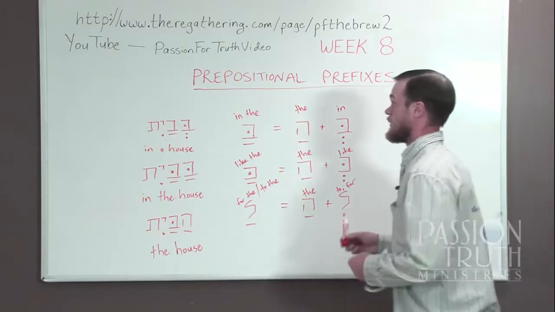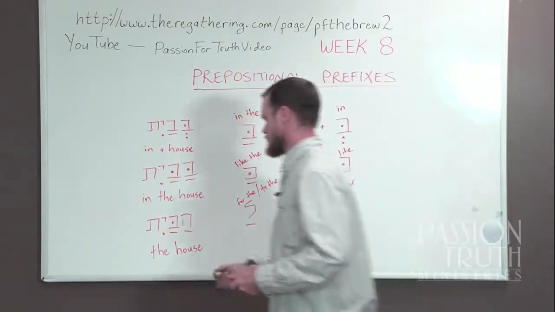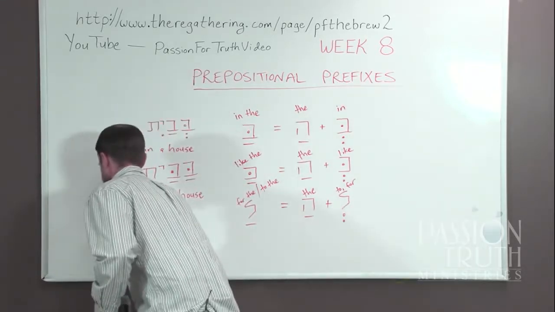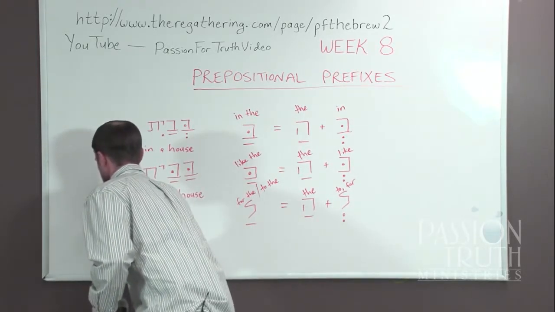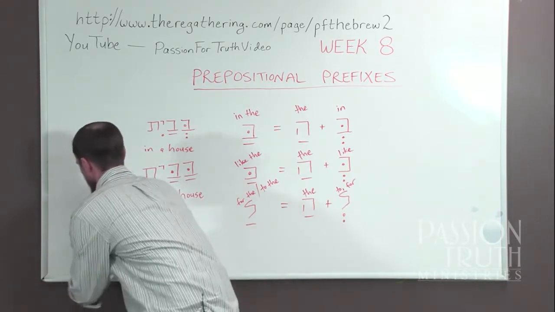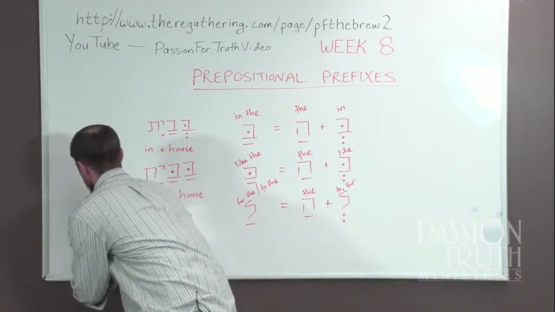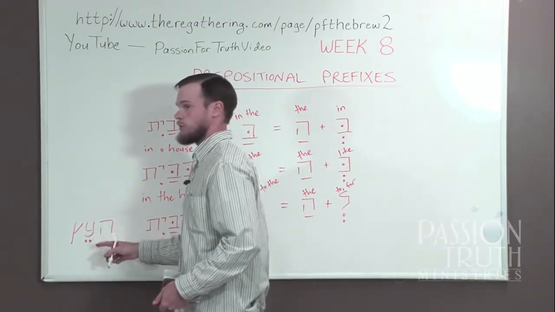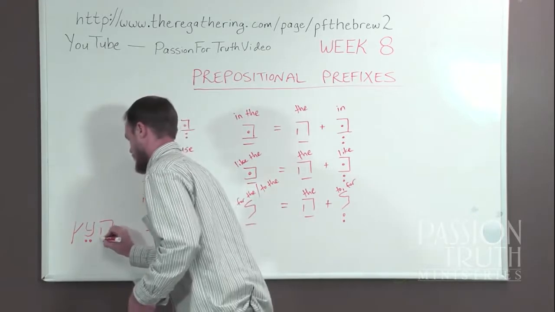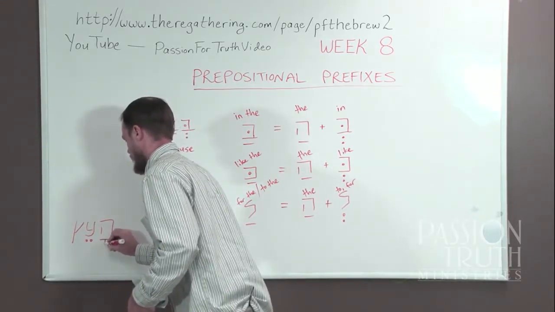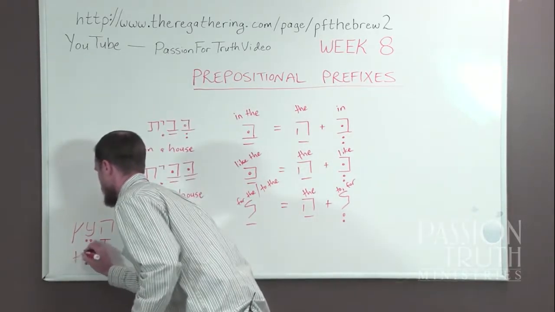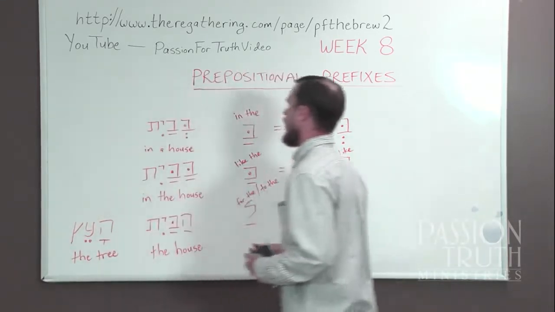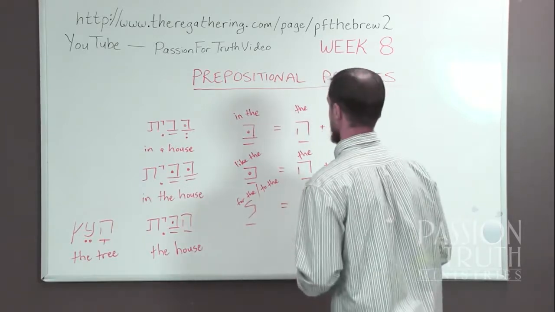Another important note is suppose we were talking about the tree, ha'etz. Now, the rule with the definite article is that when it precedes an aleph, an ayin, or a resh, the vowel under the hey will be a kametz. So this is the tree. And that kametz will also carry through to the combination.